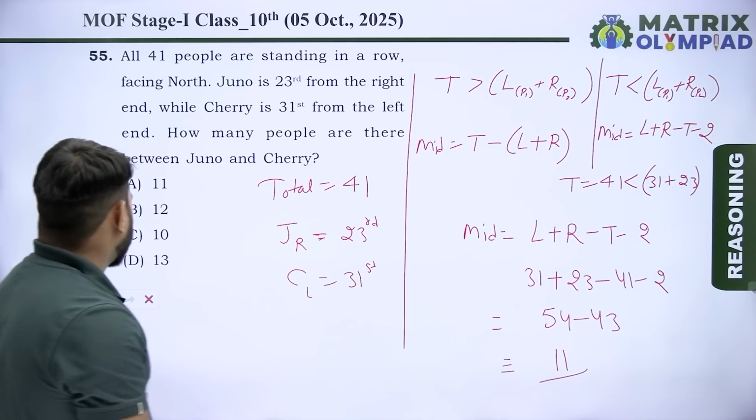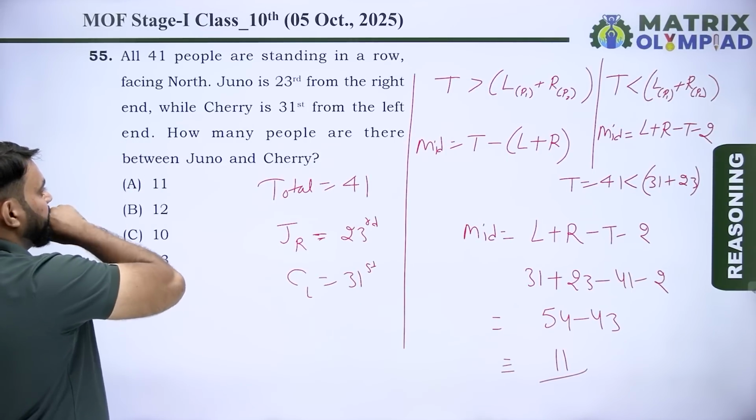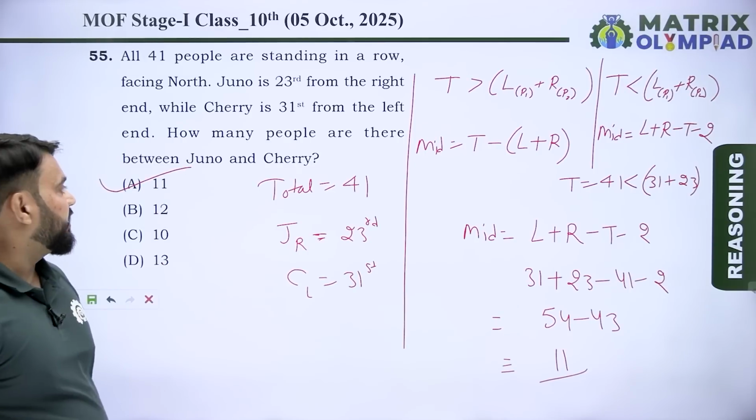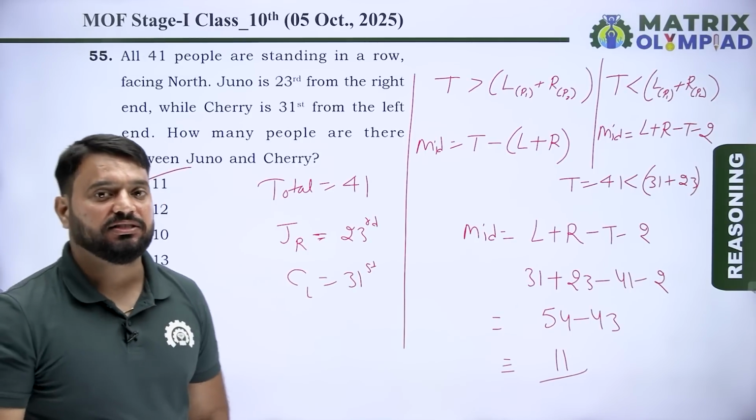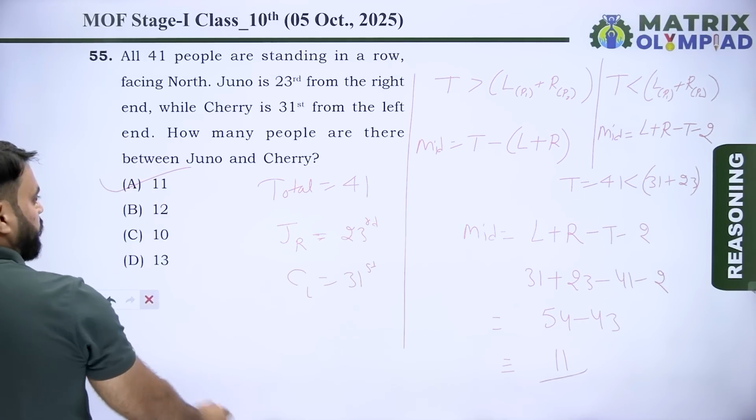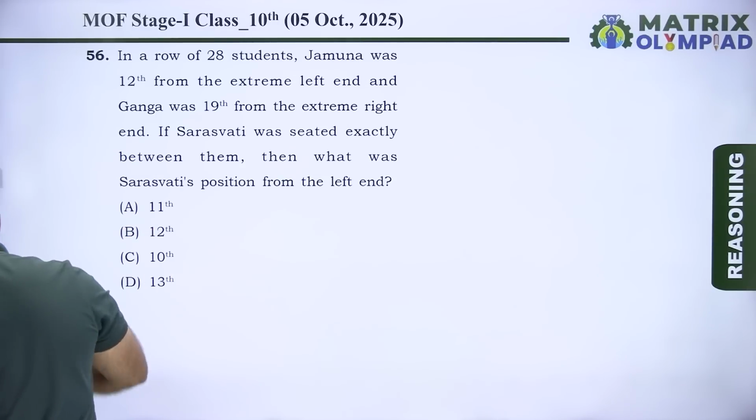So 11 persons are there between Juno and Cherry. So here option A is the correct answer of this question. Let's move on to the next question. So now next question is question number 56.